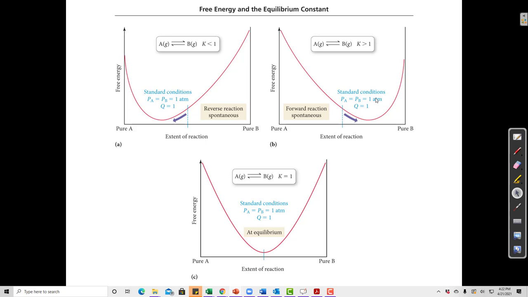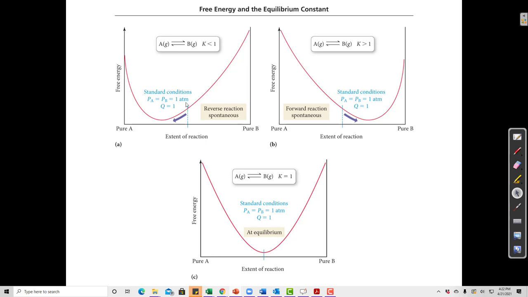So in those cases, delta G naught isn't useless. We can still get useful information out of it, but it doesn't tell us the right number, because all of those conditions haven't been met. So here's some ways that we can see how an equilibrium constant is going to affect delta G when we're not at standard conditions, which really is anywhere on this curve here that's not right here in the middle.